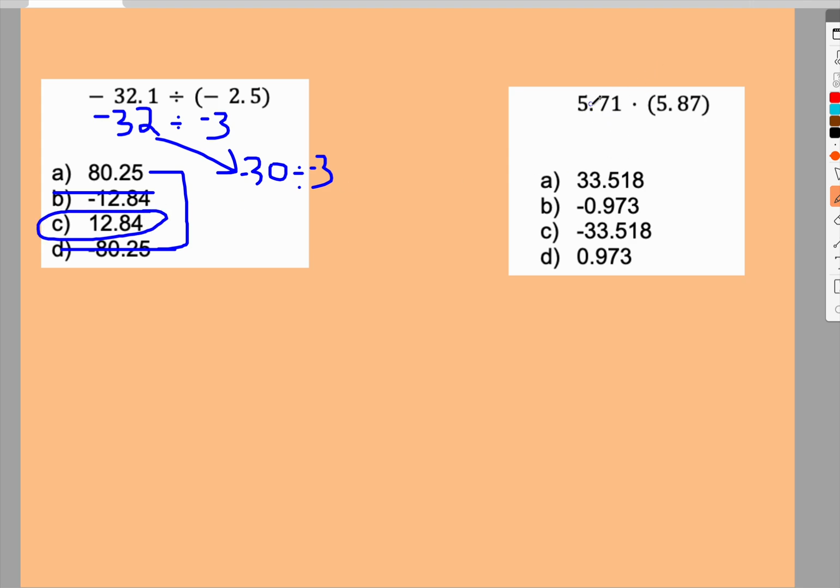Let's try that over here. 5.71, rounded to 6. 5.87, rounded to 6. Positive times positive gets me positive. 6 times 6 is 36. The only answer that's close to 36 is A. All right, so good test taking strategies for us. Watch that again as you need to, and do your best.